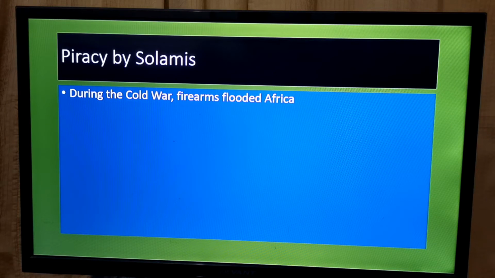Okay, there are communist rebels there. You fund the communist rebels. You give guns to those communist rebels, and then hope that one day they will topple the democratic government, and presto, that country is now a communist country. And all over Africa, there are so many countries there. That happened during the Cold War. So firearms were all over Africa. Now, the Cold War is over, but the firearms are still there.